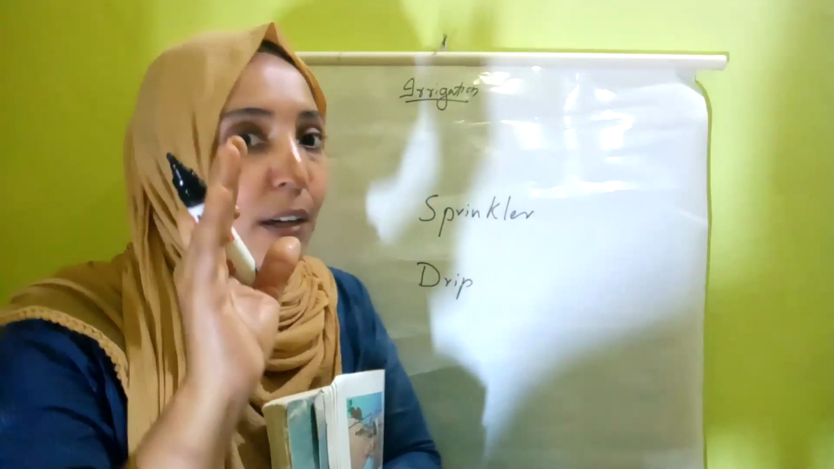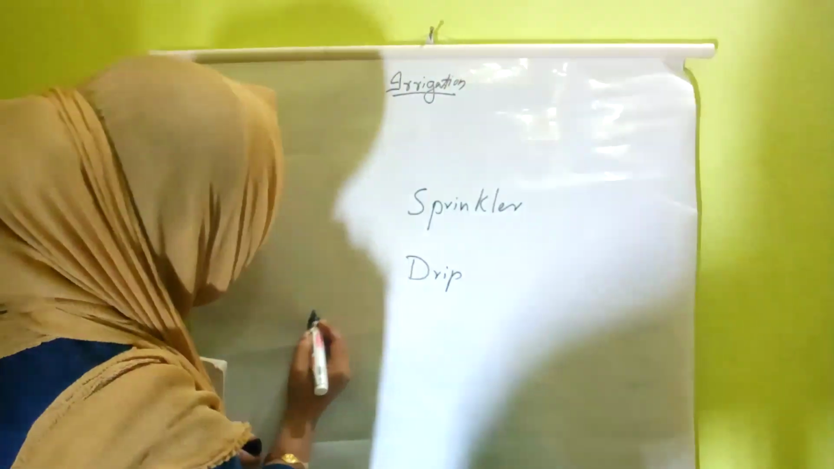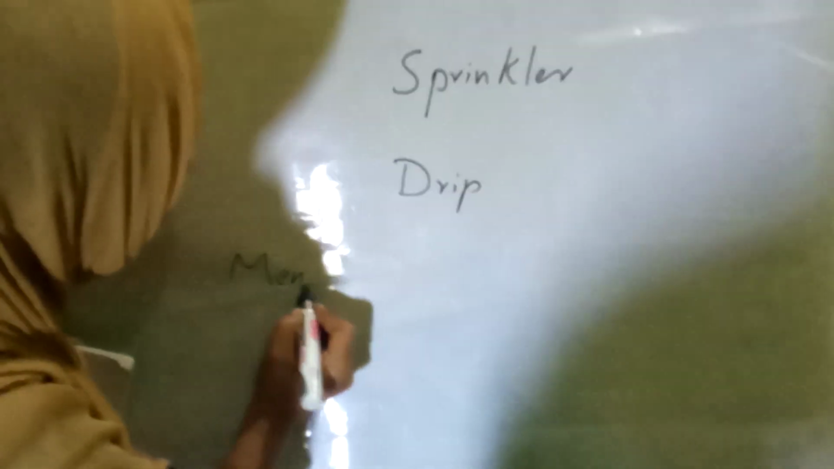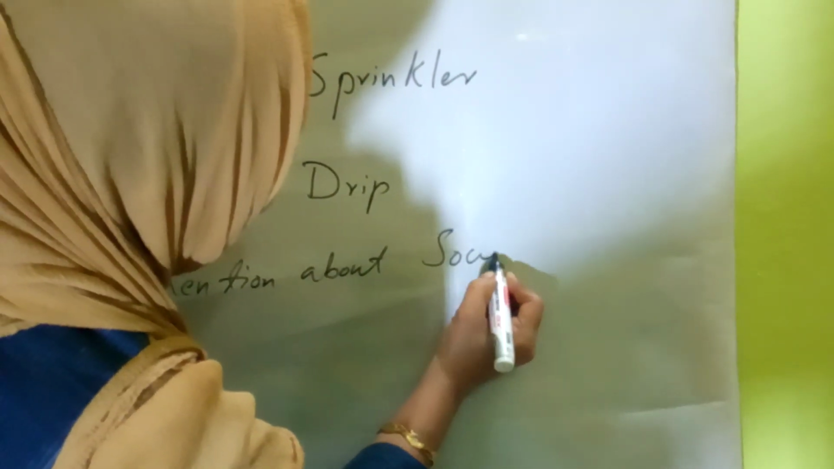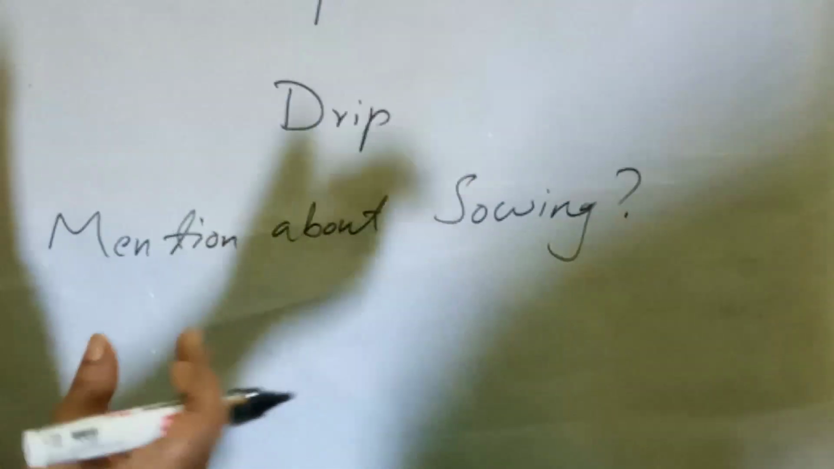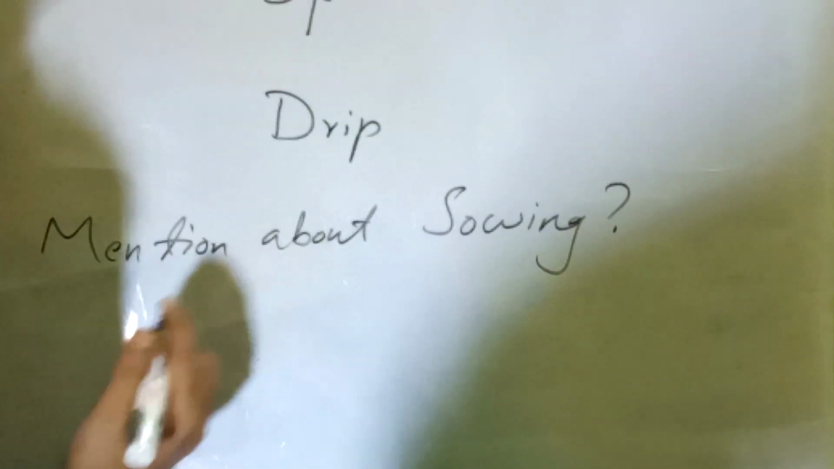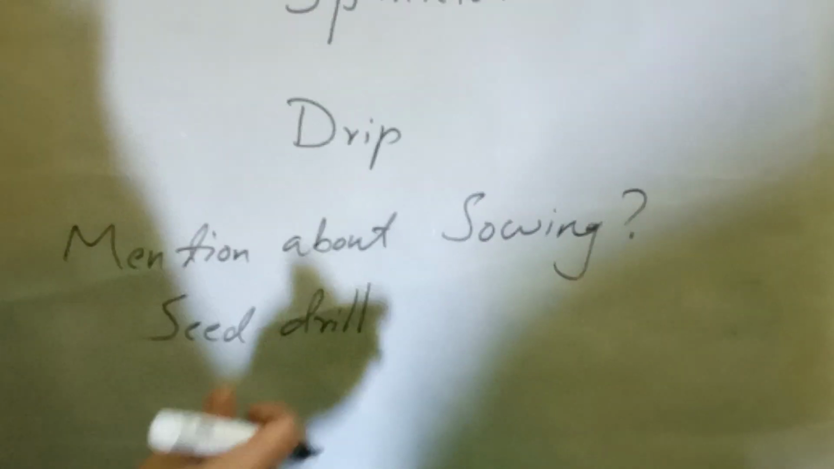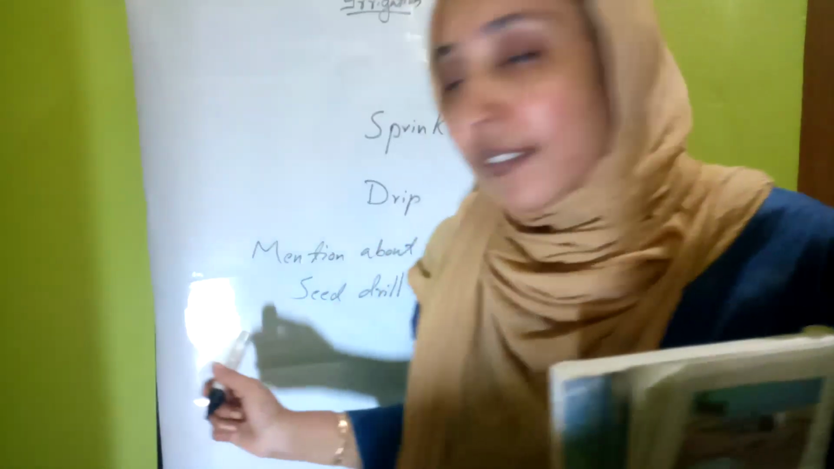Okay, so we studied now 4 agricultural practices. I am giving a small question to you from this. So this is the homework for you. Mention about sowing. You can write a small paragraph regarding sowing: what is sowing and what we want to keep in our mind at the time of sowing. And in the same paragraph you can write about the seed drill. Explain about this also. So write a paragraph about sowing, and in this paragraph you can include the seed drill also.